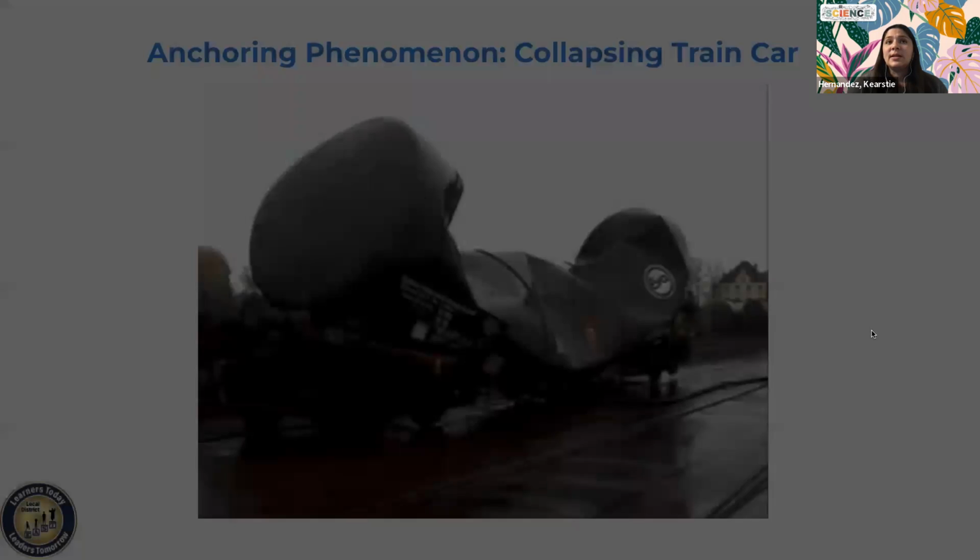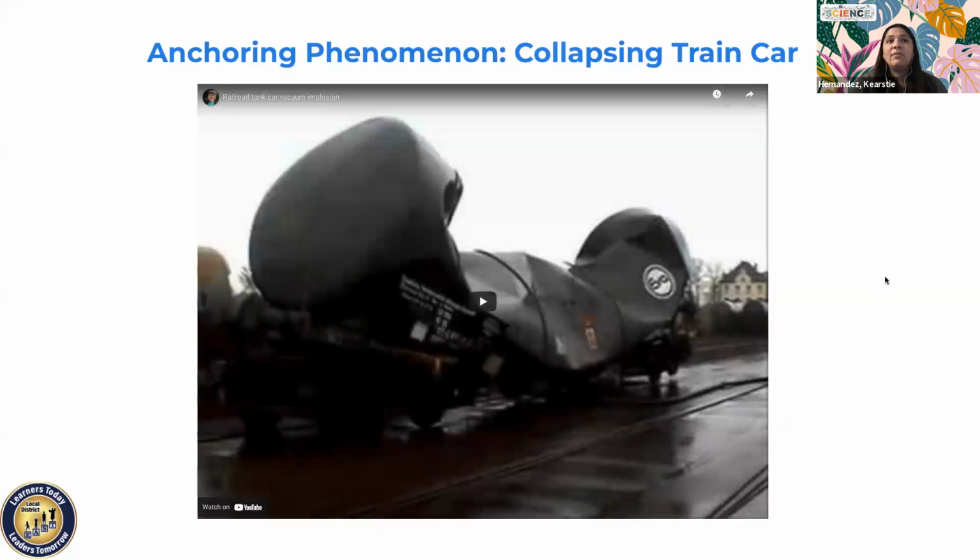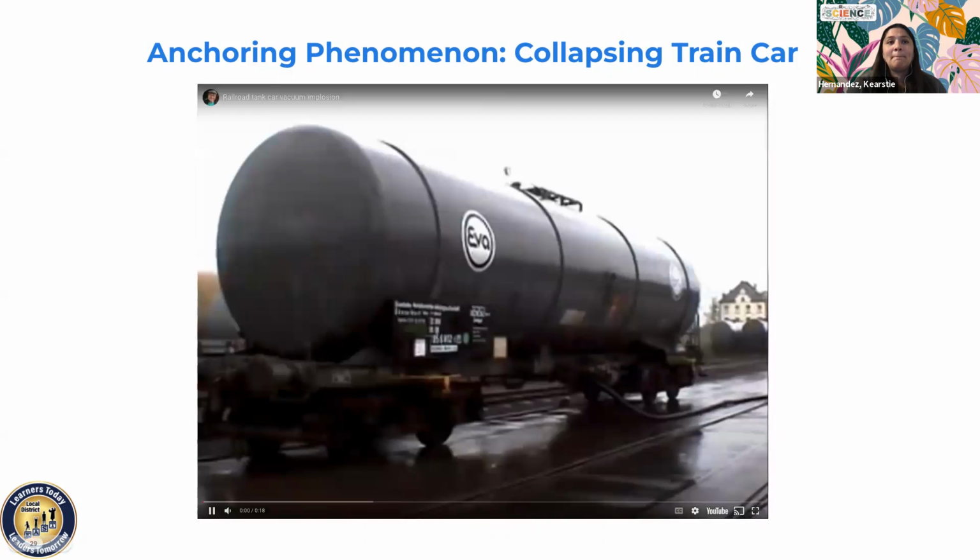So looking at an example, we have a phenomenon. The example is the train car collapsing. So we're going to play the video. It's a very short video for those of you that maybe haven't seen it before, of the collapsing train car.